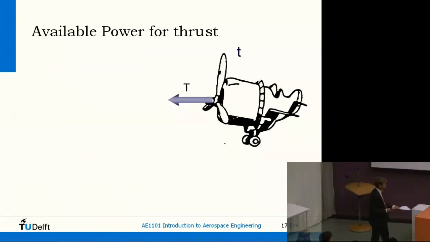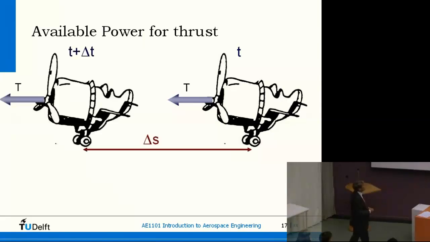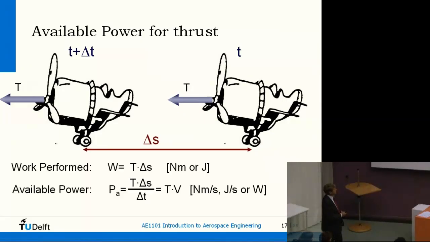So the available power for thrust, you already used this in the tutorial. So I'm going to skip through this rather quickly. The amount of power after the engine and the propeller have done their work, the available power for thrust, can be derived using plain mathematics. The work performed is thrust times the distance that was traveled. If you divide this per second, we get the simple relation: available power is thrust times the airspeed. Of course, this is the power that's available for the thrust. It's not the same as the power that is generated by the engine, or the power that was available from the engine to begin with.